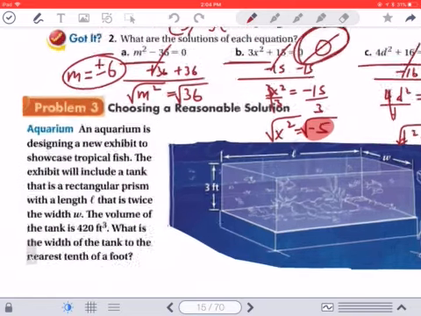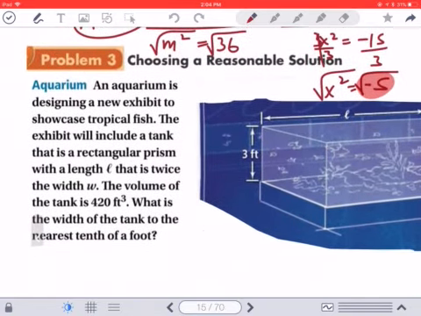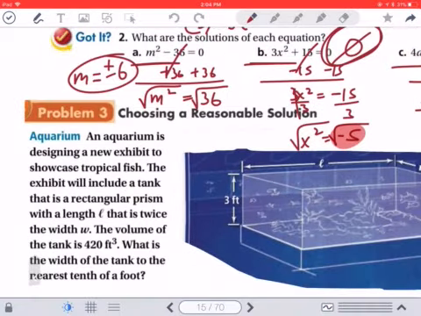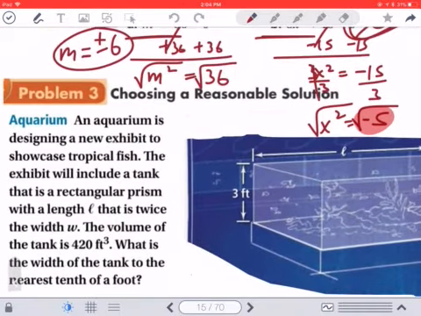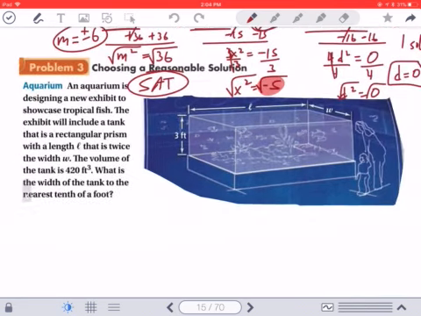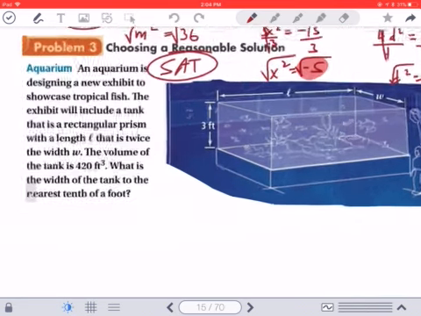Okay, moving on to problem 3. This was just like the warm-up. These are good problems to know how to do. Anytime you're mixing a quadratic equation in there with a geometric formula or a formula from geometry, you've got a recipe for an SAT type question. So good to know how to do these.